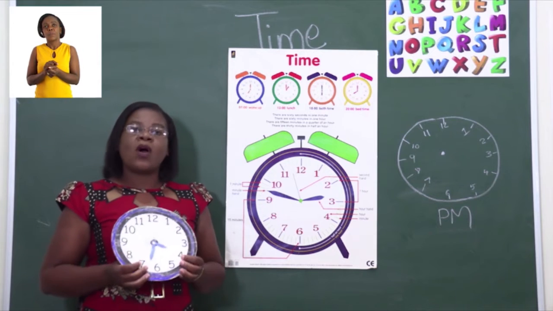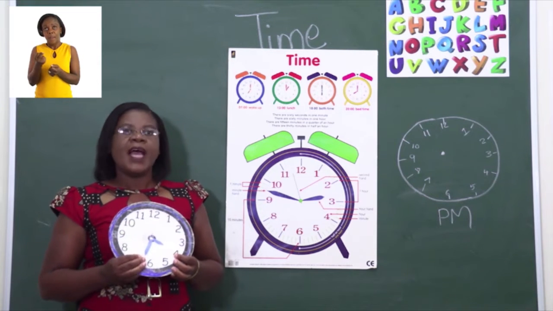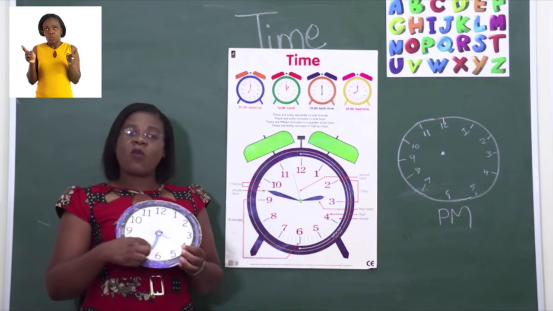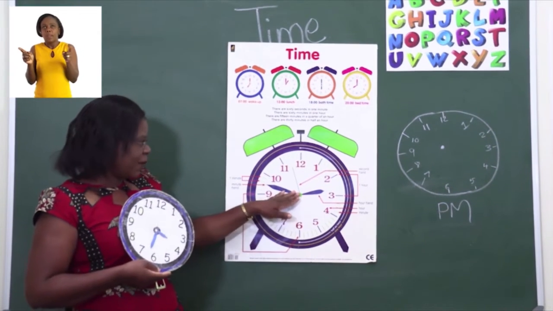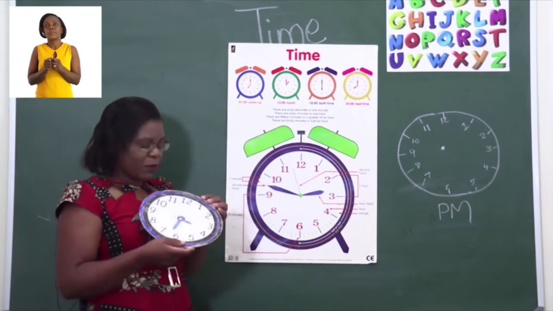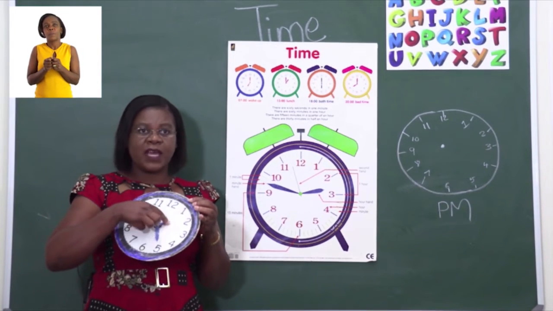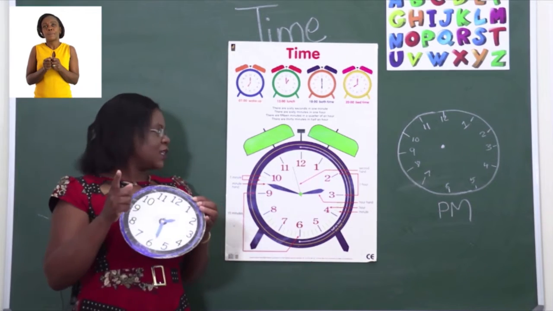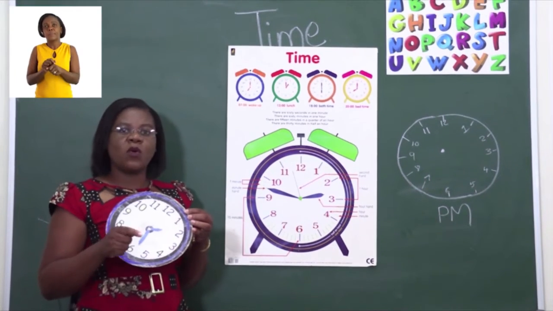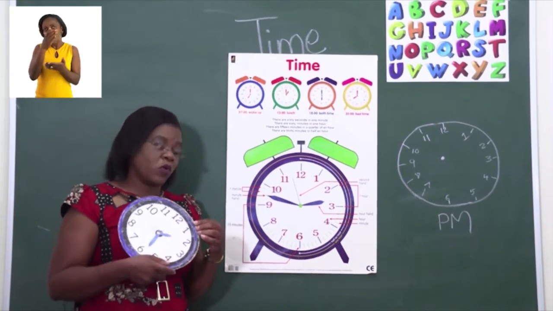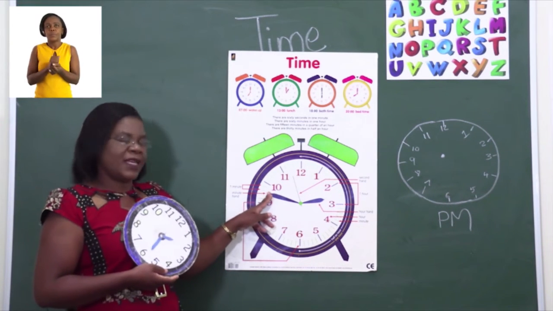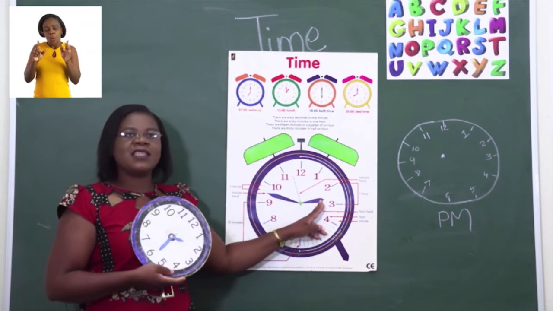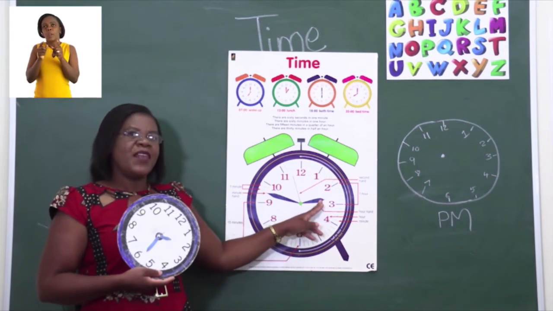Now on a clock we have two hands. There is the long one and there is a short hand. Just check there. It looks like mine here. I'm going to use this one because I can move the hands to show you what I mean when I say past, o'clock, quarter past or quarter to. Okay, so the long hand is for the minutes and the short hand is for the hours.